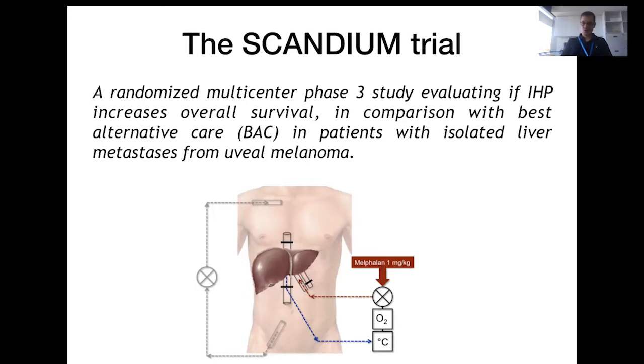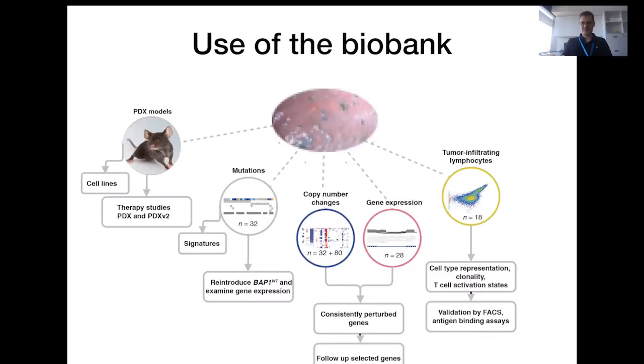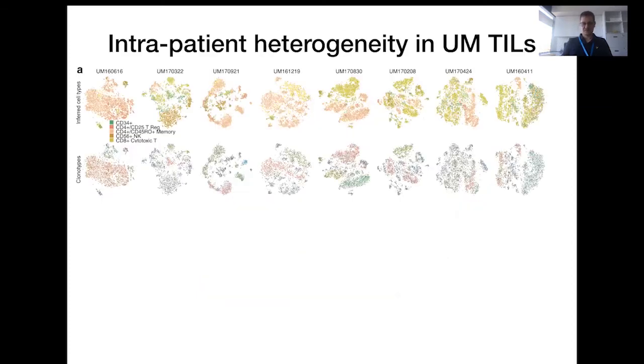This is an open surgical procedure that the surgeon does, and therefore they have been able to give us fresh biopsies that we have profiled the genetics of, and we have tried to generate PDX models as well as grown out tumor-infiltrating lymphocytes. And when we then analyze these tumor-infiltrating lymphocytes, we see that there's great inter-patient heterogeneity in uveal melanoma.